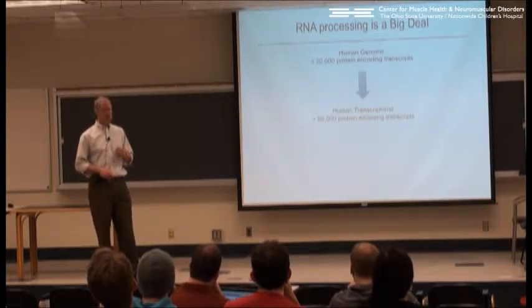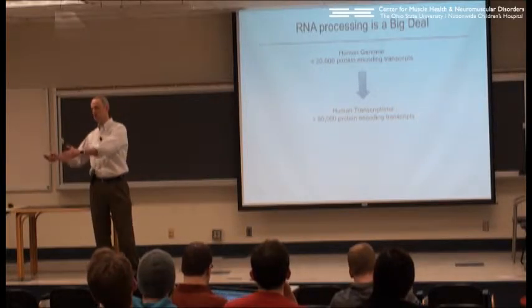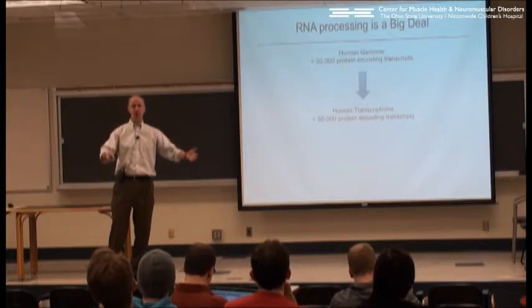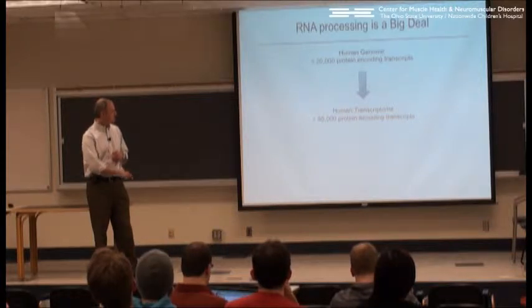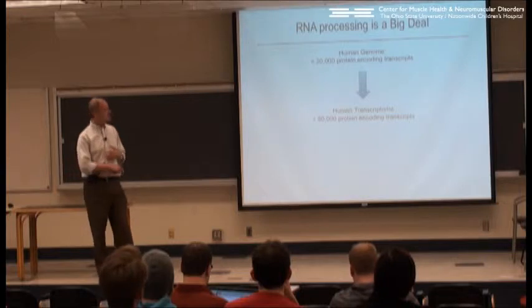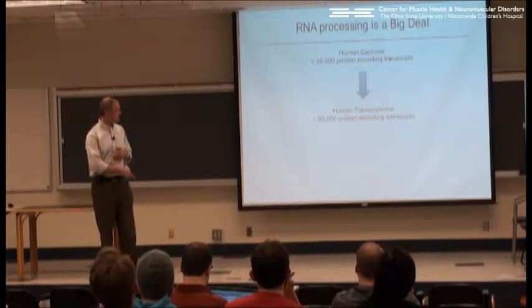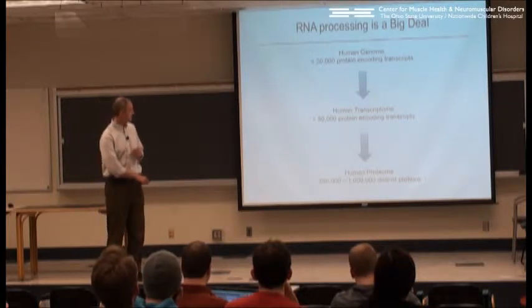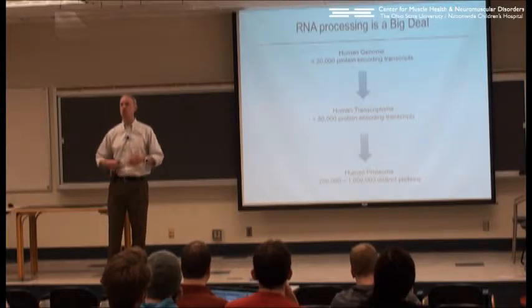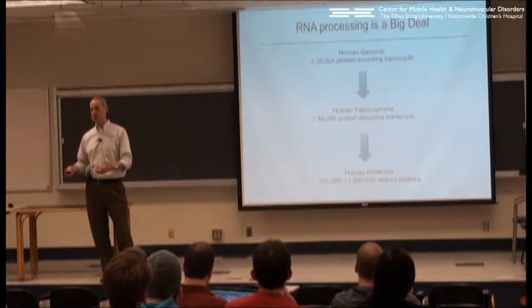But in order to make more diversity throughout evolution, which can be elegantly seen looking from yeast up into simple animals and then into humans, you exploit that relatively small number of encoding transcripts into a larger number of probably north of 80,000 actual transcripts. The proteome itself is harder to estimate, but is another order of magnitude more complex than the transcriptome, from the pre-messenger RNAs and the different splicing variants that you have.